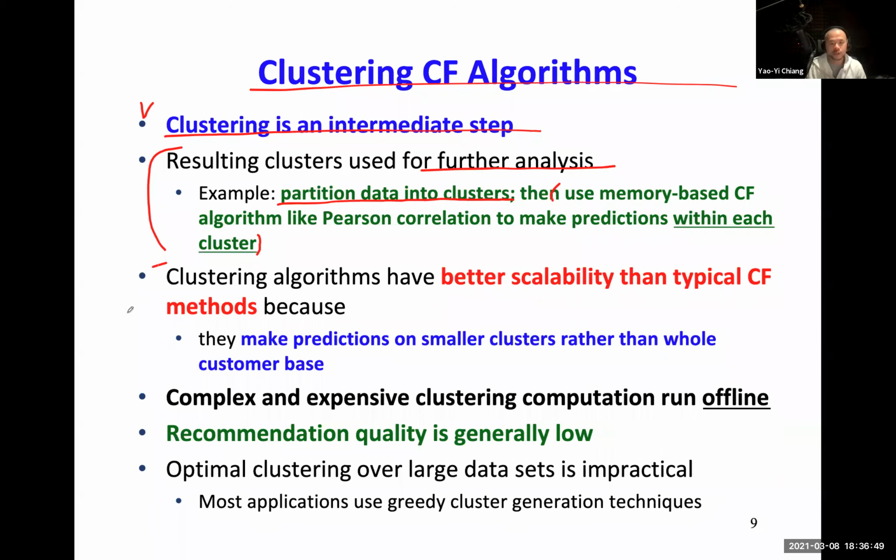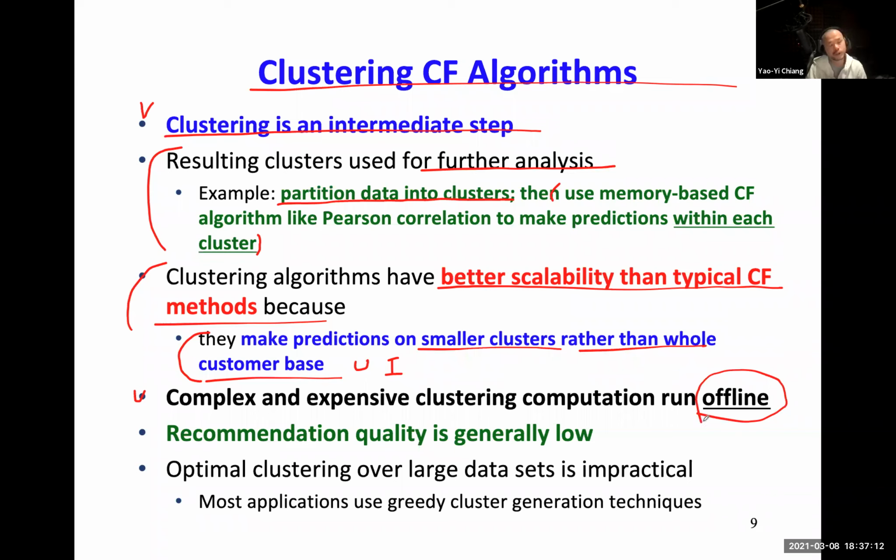Clustering algorithms usually have better scalability than typical CF methods because you only make predictions on small clusters rather than the entire customer base, either users or items. And all this complex and expensive clustering computation can run offline, right? So you do not need it at runtime, in real time, when you are making a recommendation.